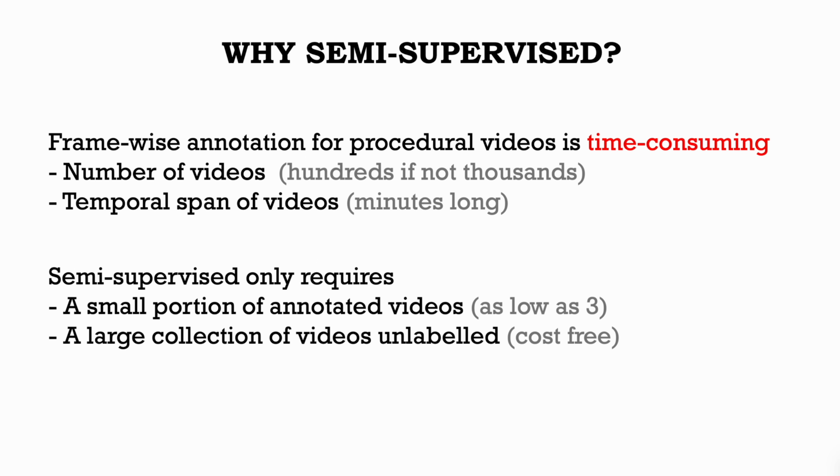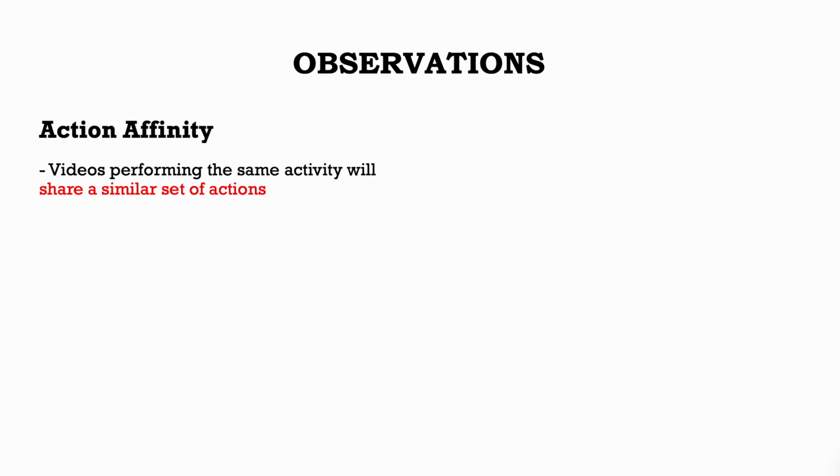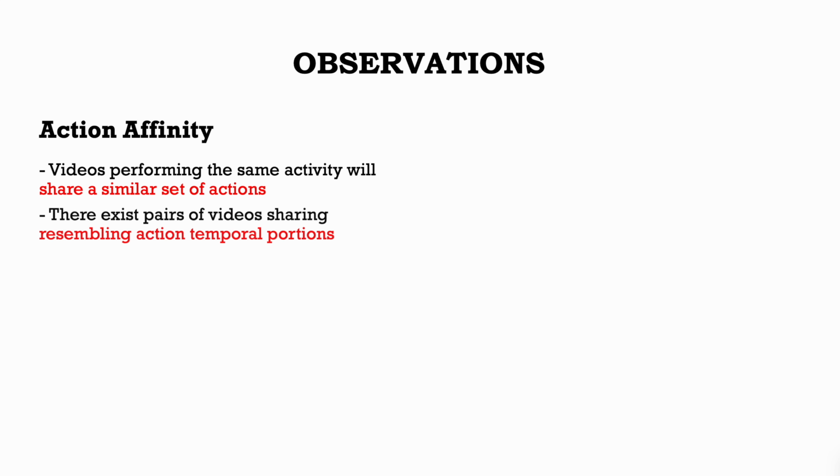In this paper, we worked with the semi-supervised setting where only a small portion of videos are annotated and the rest remain unlabeled. Our approach is based on two observations that we made on procedural videos. First, we noticed that the videos performing the same activity share a common set of actions, and there are pairs of videos with similar action temporal proportions. We term this action affinity.